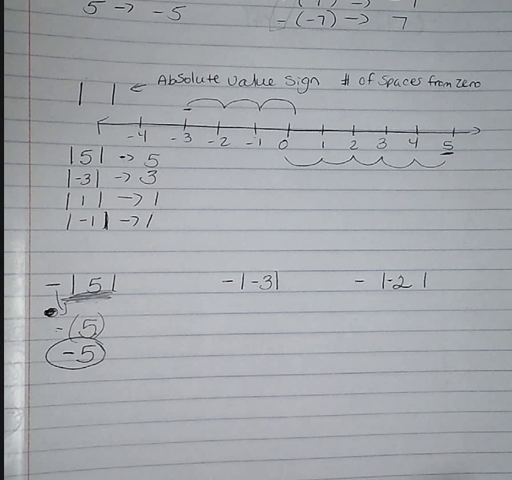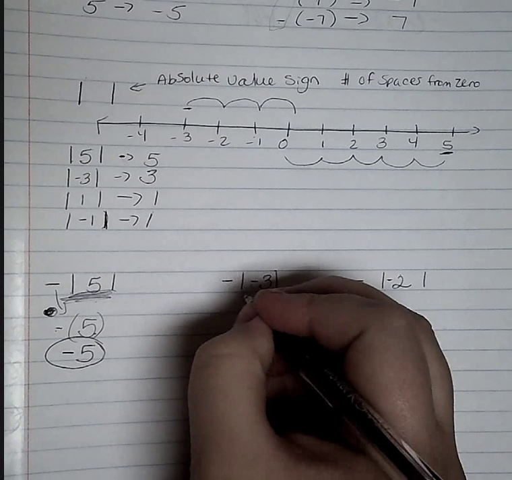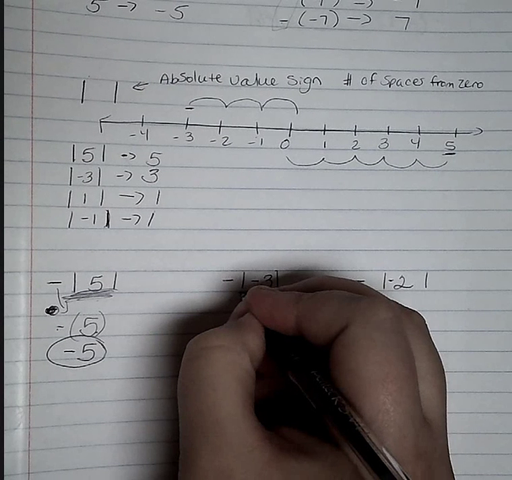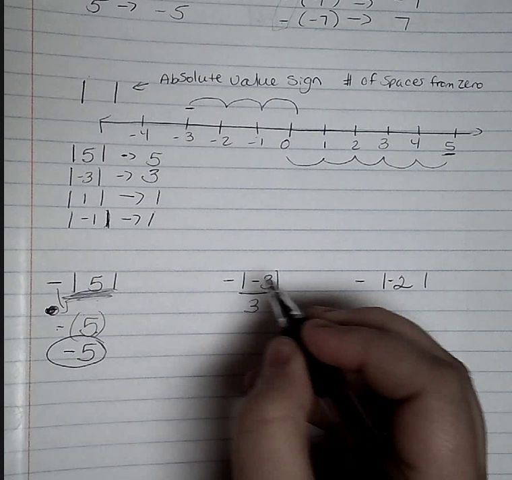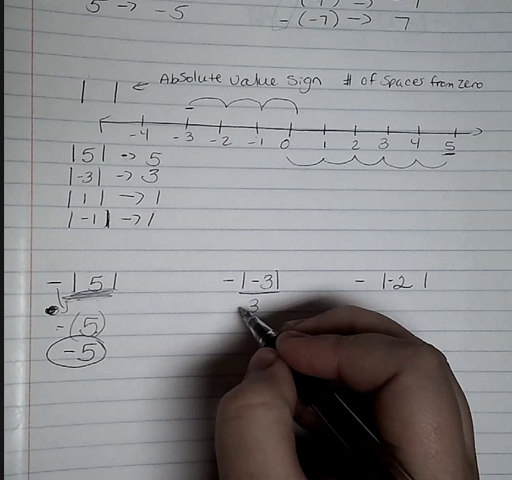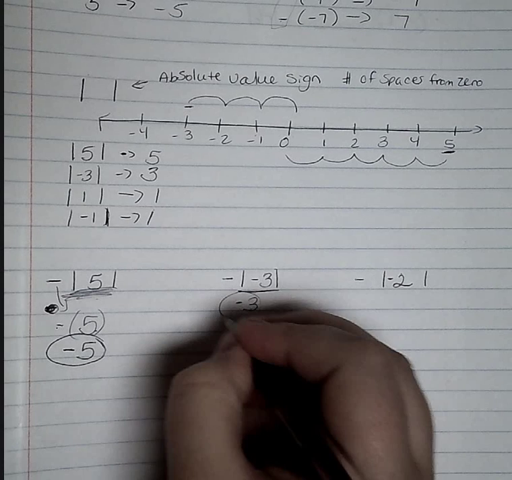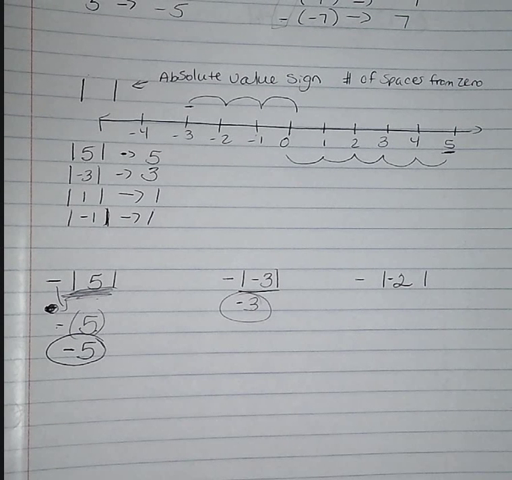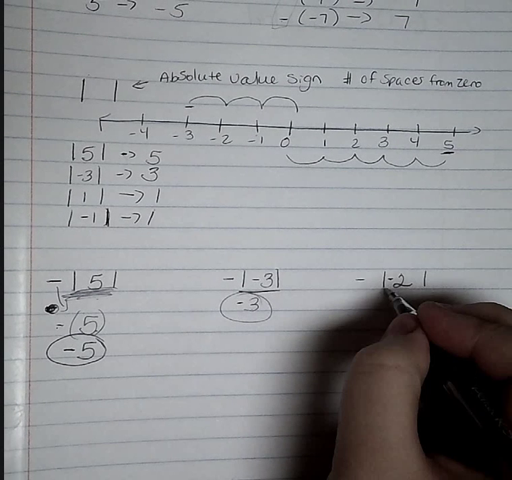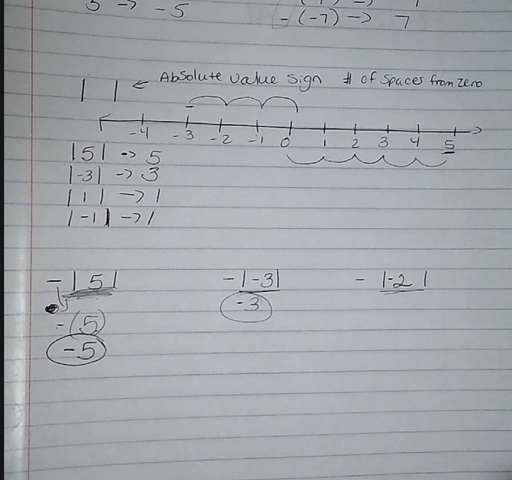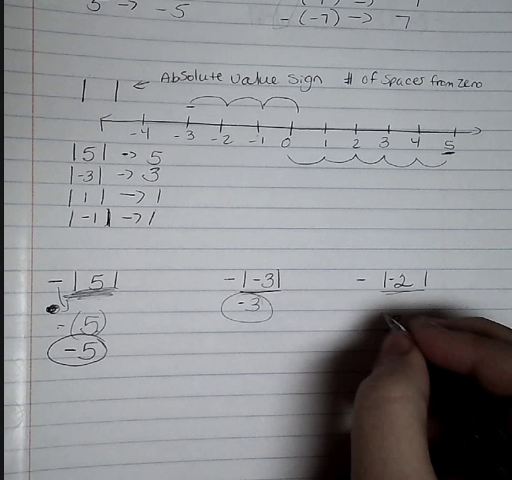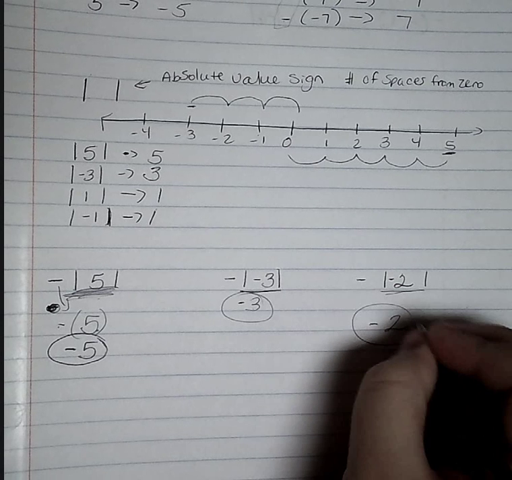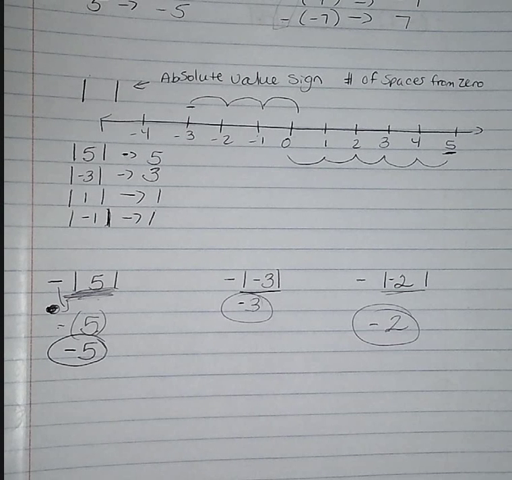So again, you take the absolute value first, and then you do the opposite of whatever that number is. So the absolute value of negative 3 is going to be a positive 3. But if we want to know the opposite of positive 3, it would be negative 3. Over here, the absolute value of negative 2 is a positive 2. The opposite of a positive 2 is going to be a negative 2. Okay?